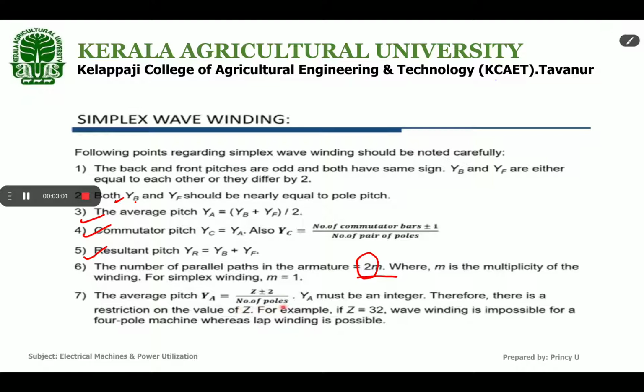So anyway, it is 2 into m, where m is the multiplicity of the winding.